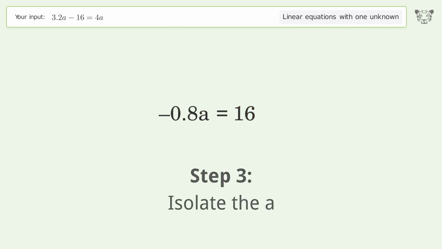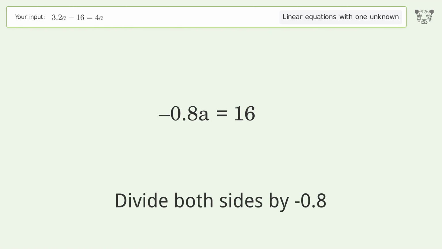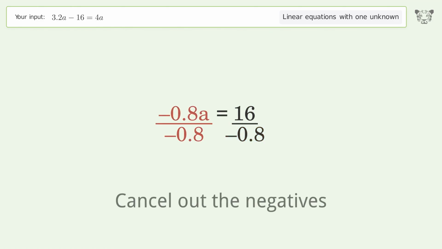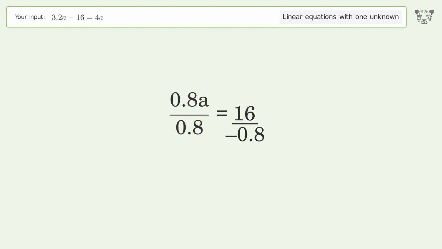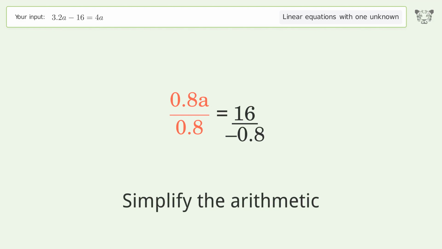Isolate the a. Divide both sides by -0.8. Cancel out the negatives. Simplify the arithmetic.